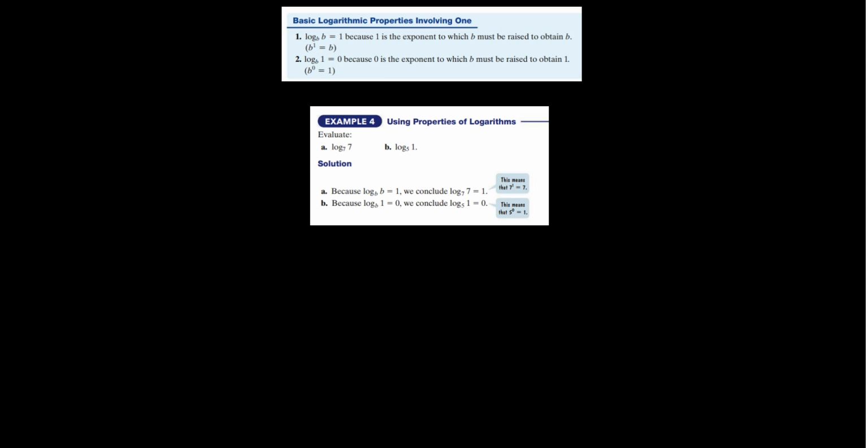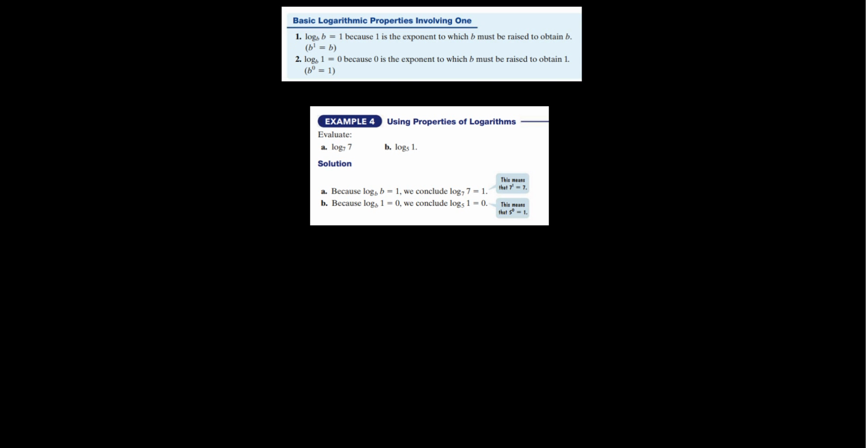Okay, so we have the basic logarithmic properties involving a 1. If we have some log base b, by the way, the number or constant or anything that's next to a log, we call that the argument. So log base b of b, the b is the argument. Log base b of b is equal to 1 because 1 is the exponent to which b must be raised to obtain b. If we rewrite this logarithm in exponential form, what's the base? b. What's on the other side? A 1. So b raised to the first power is equal to the argument, and we know that b to the first power is indeed b.